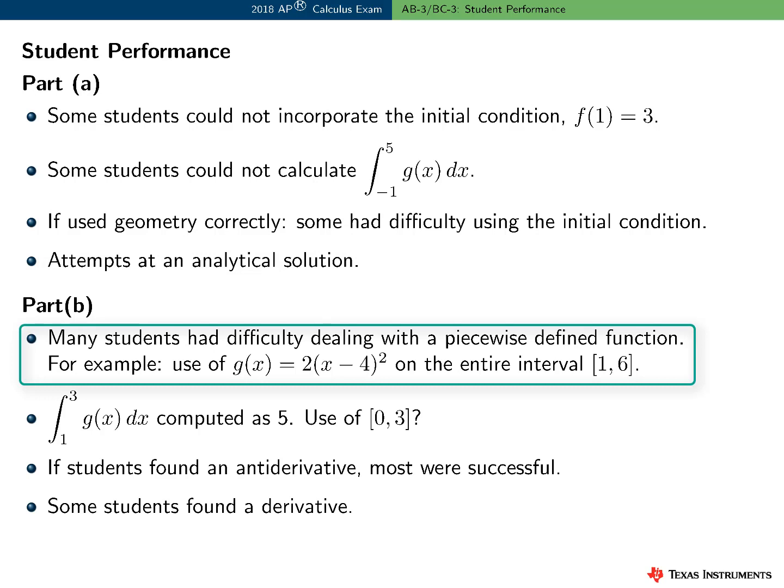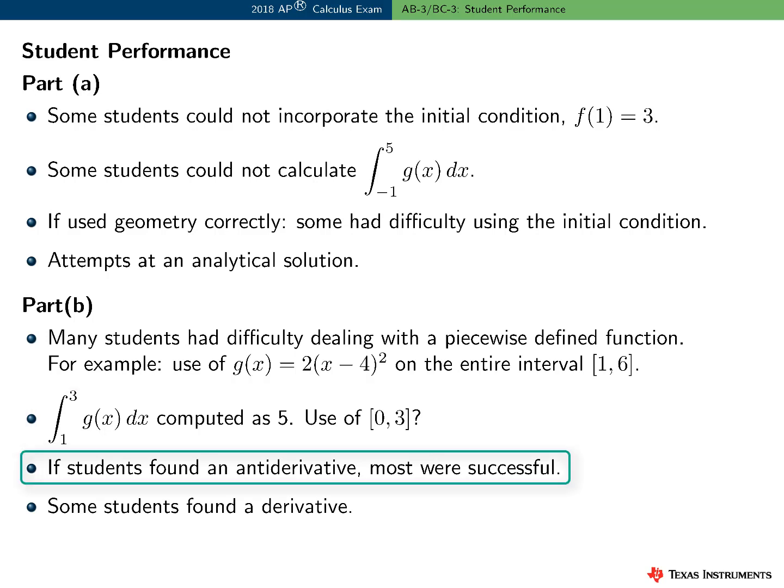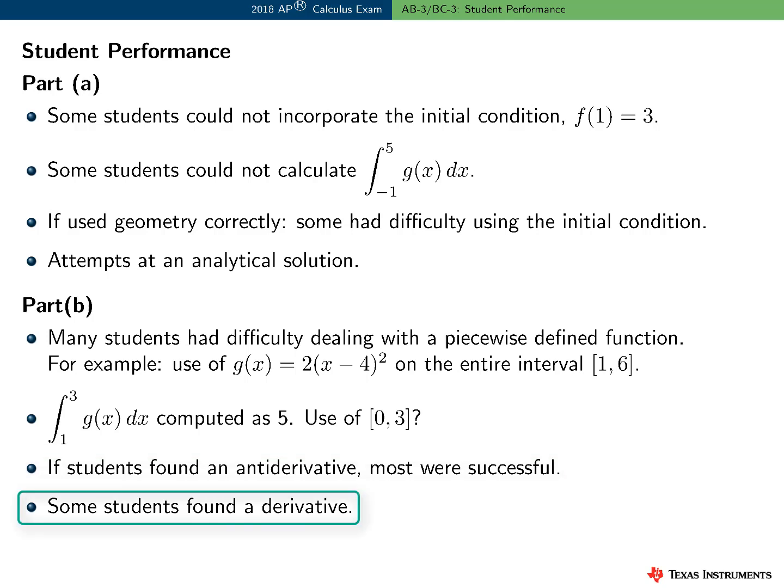In Part B, many students had difficulty dealing with this piecewise defined function. Some used g of x equal to 2 times x minus 4 squared on the entire interval 1 to 6. Some students made an error in finding this definite integral. They computed this value as 5, probably incorrectly extending the lower bound to 0. Those students who were able to find an antiderivative were generally successful in this problem. And some students tried to solve this problem by finding a derivative of g.